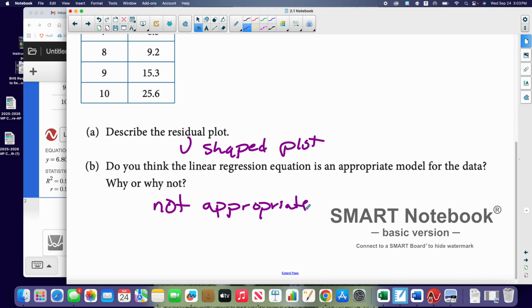Okay? Everybody okay with that? Is it okay for them to be above and below? Sure, all right? But we just don't want a pattern where it looks like a U. So if they're hovering around the x-axis and it's got some above and some below, then that's okay, all right? So it still can be appropriate and not be perfect, all right?